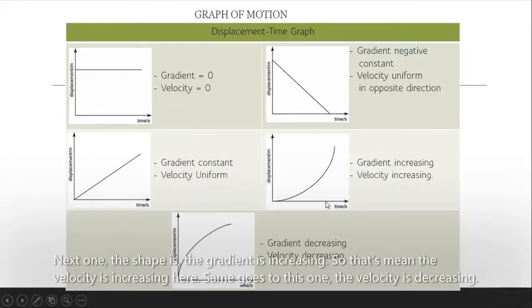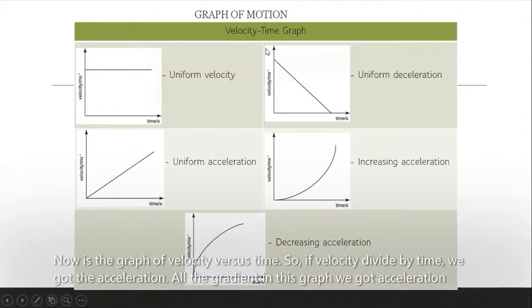Next one, this shape determines the gradient is increasing, so that means the velocity is increasing here. Same goes to this one, the velocity is decreasing here. Now is the graph of velocity versus time. So from velocity divided by time, we got acceleration. So all the gradient in this graph, we got as acceleration.